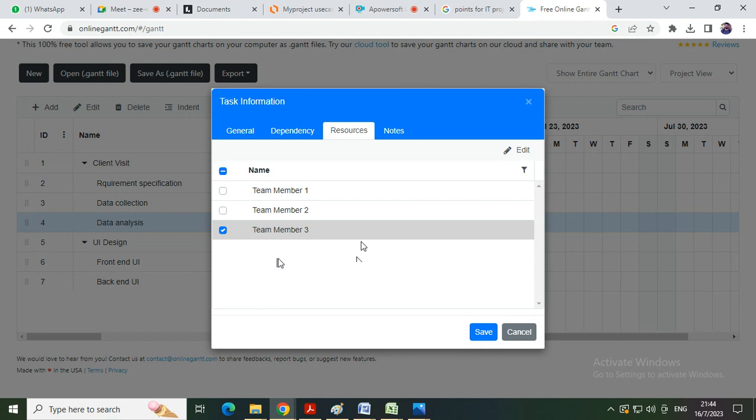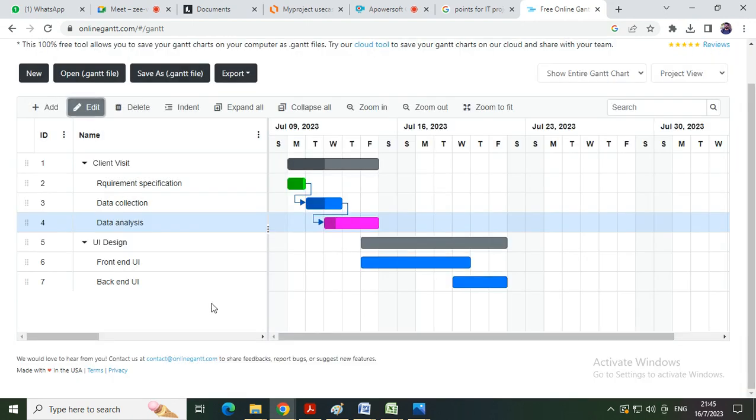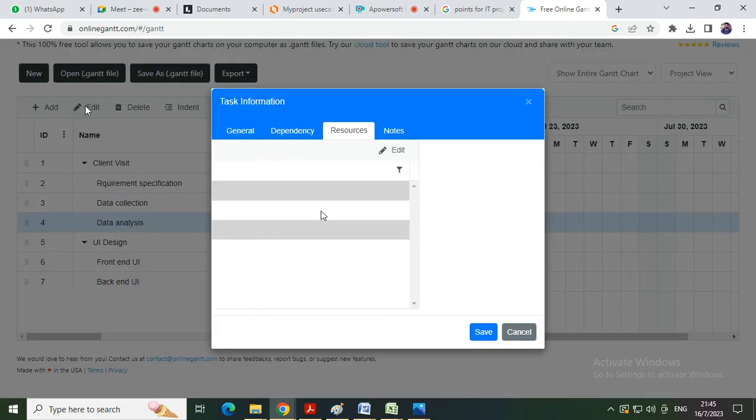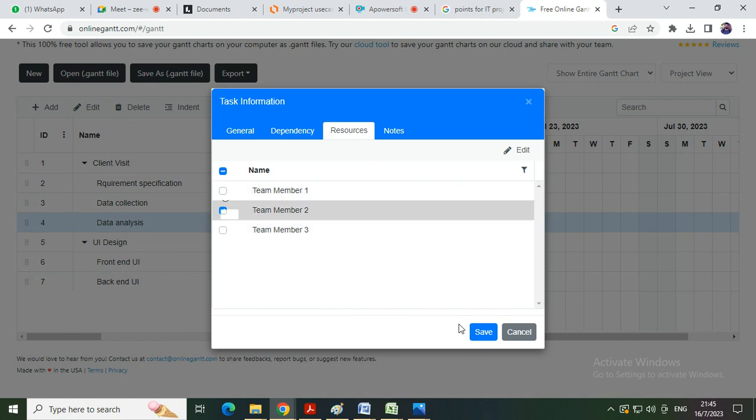What are resources? Not only the team members, maybe some other things can also be considered as resources here. Maybe the computers, maybe the files, maybe some money or other things that you consider as a resource in your project. So some resource has been attached to this requirement specification. Maybe for this one also you specify some resource. Edit, put some resource. Say this one is the resource.